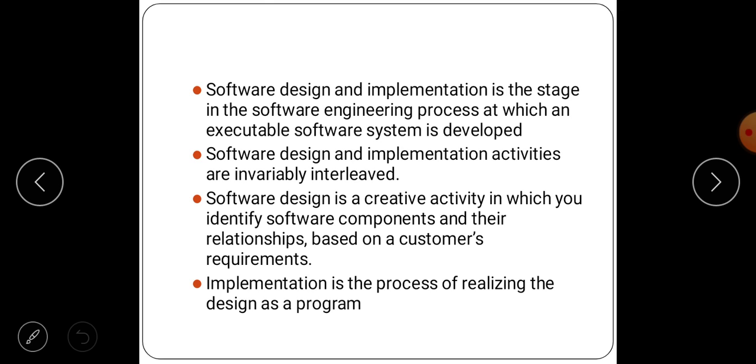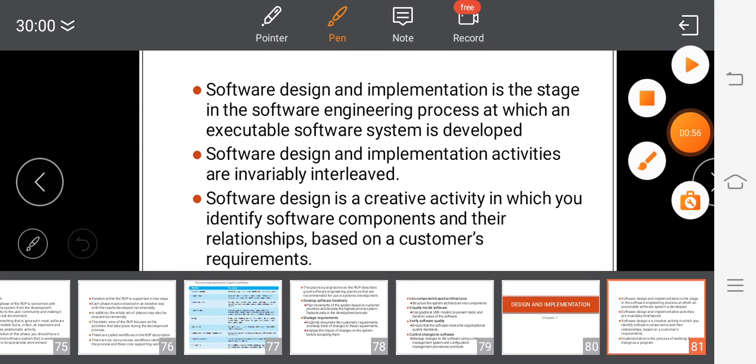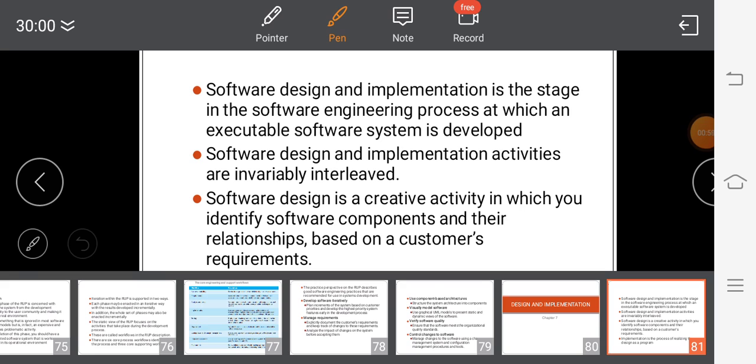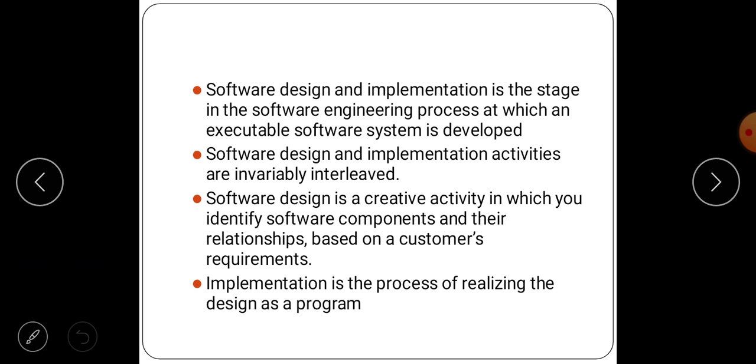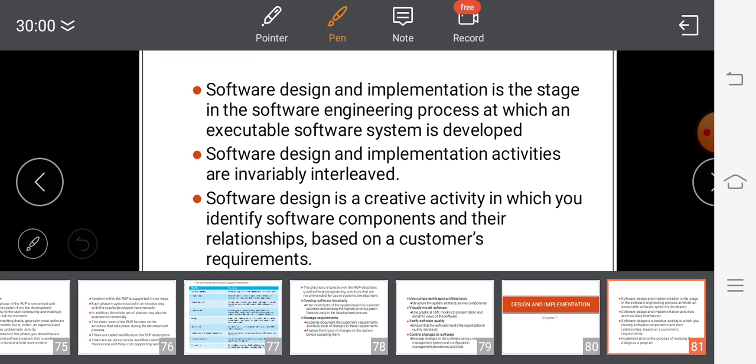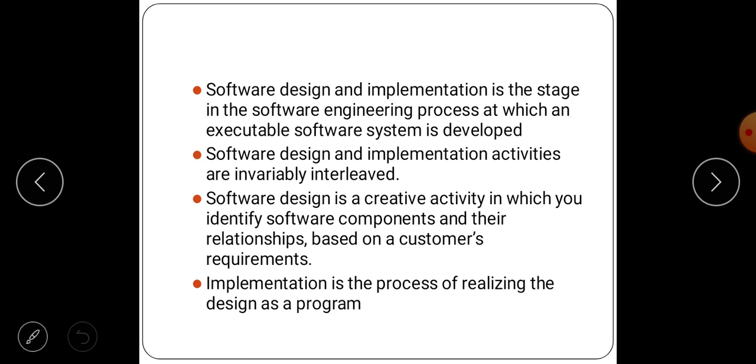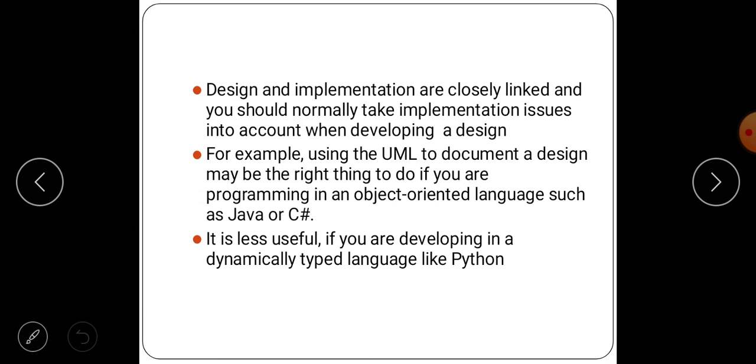Software design and implementation activities are invariably interrelated. Software design is a creative activity in which you identify software components and their relationships based on the customer requirements. Implementation is the process of realizing the design as a program. Design and implementation are closely linked, and you should normally take implementation issues into account when developing a design.